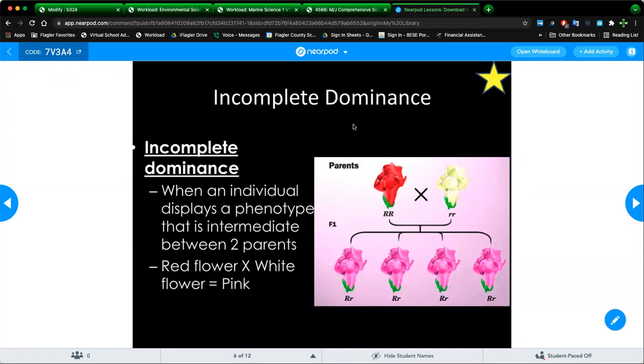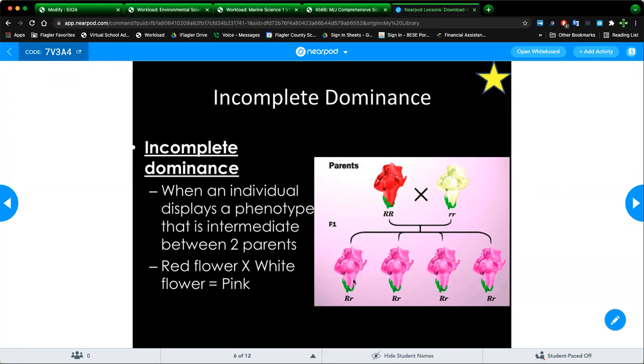And then incomplete dominance. Incomplete dominance is just as it sounds. Normally when it's heterozygous, so big A, little a, or in this example, big R, little r, the red trait would be expressed because red is dominant. But with incomplete dominance, these two mix together, and that's going to be pink in that particular example. So the Punnett square is still exactly the same. You just read the phenotypes differently.